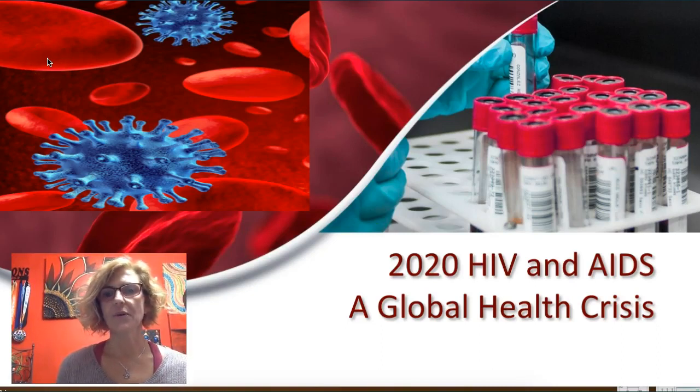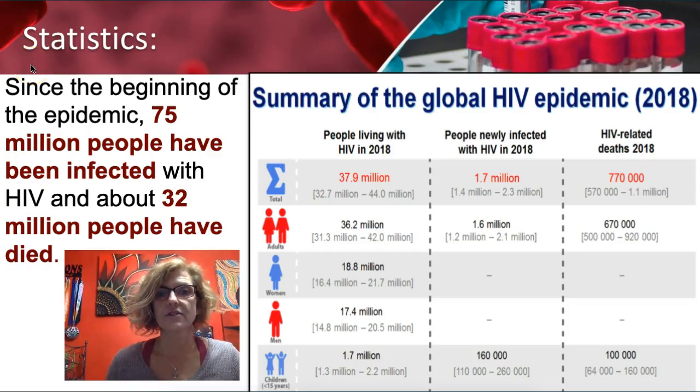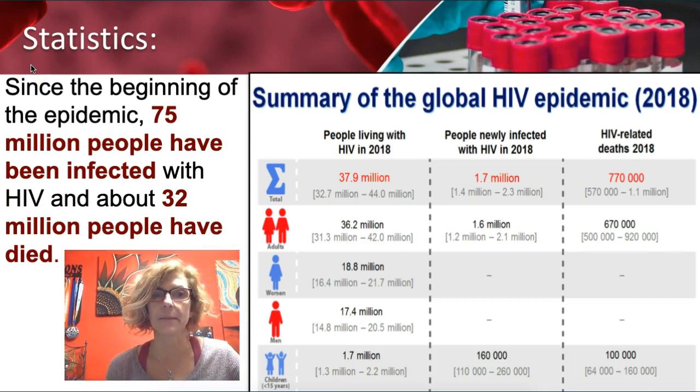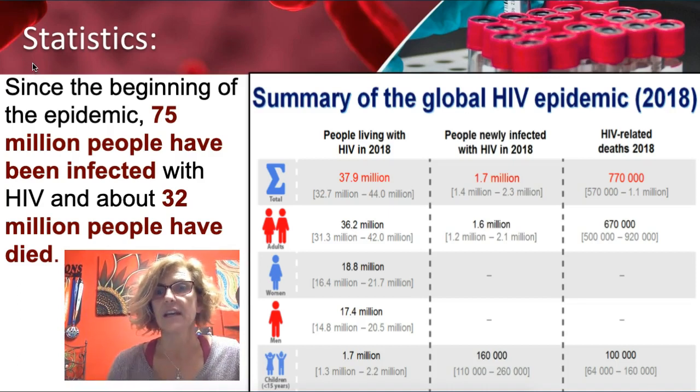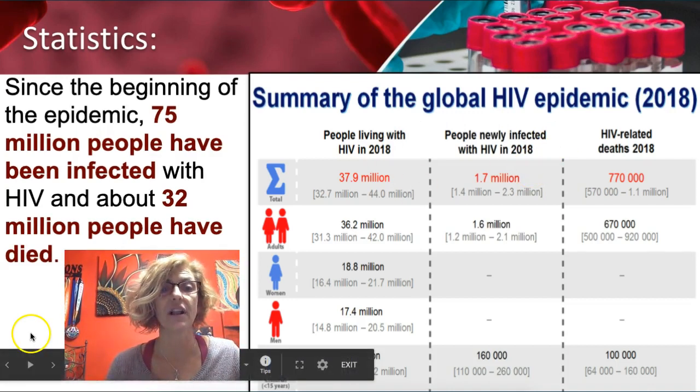Today we're going to continue our 3-day discussion of STIs and STDs. Today we're going to focus just on HIV and AIDS. According to the World Health Organization, there have been over 75 million people infected with HIV since the beginning of the epidemic, and over 32 million people have died of AIDS-related infections. This graph shows you numbers from 2018, so you can see there are approximately 38 million people currently living with HIV, and just under 2 million new infections last year alone.